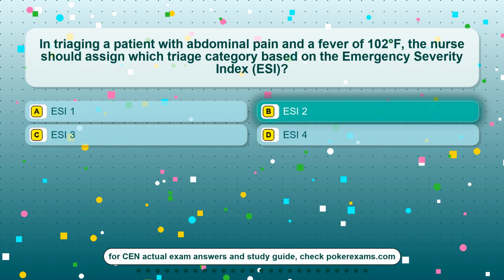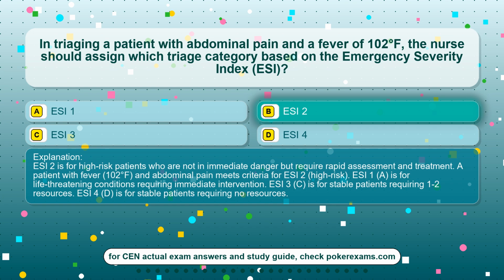The correct answer is option B, ESI 2. ESI 2 is for high-risk patients who are not in immediate danger but require rapid assessment and treatment. A patient with fever, 102 degrees Fahrenheit, and abdominal pain meets criteria for ESI 2, high-risk.